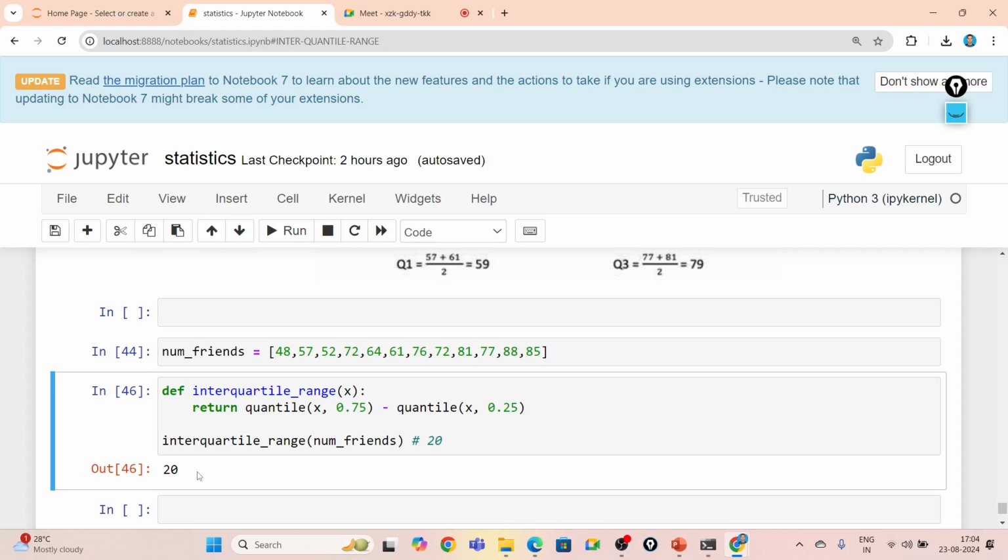Is it clear? On this part they will ask you numerical questions: interquartile range, mean, median, mode. Then you will have standard deviation. Then you will have your variance. Standard deviation is simply the square root of the variance. Is it clear? Is this part clear?